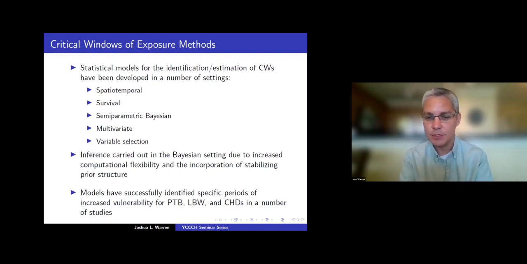Inference is typically carried out in the Bayesian setting, where I do most of my work, due to increased computational flexibility and, importantly, incorporation of stabilizing prior structure. Not only has this work been done on the method side, where a lot of my time is spent, but I really like seeing it translated to actual practice too. These methods and variants of them have successfully identified critical windows in a number of outcomes, settings and populations, such as preterm birth, low birth weight, and CHDs, across a number of studies now.